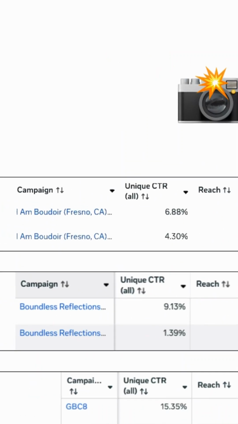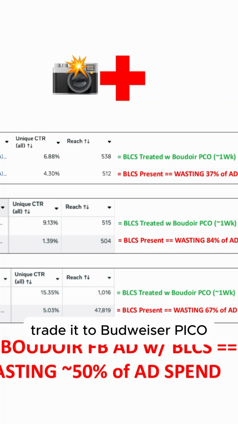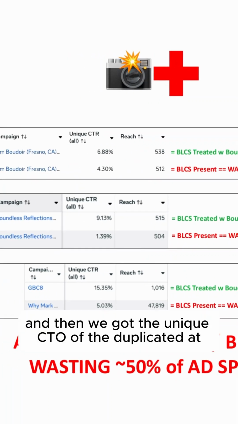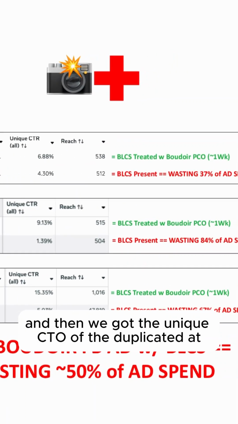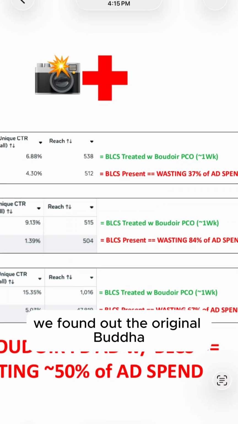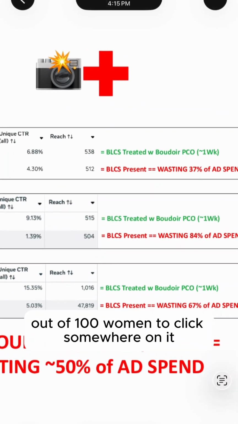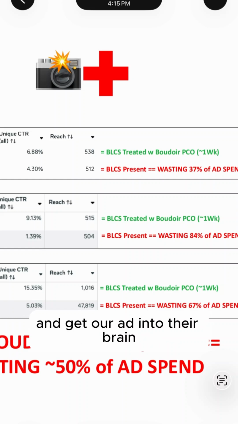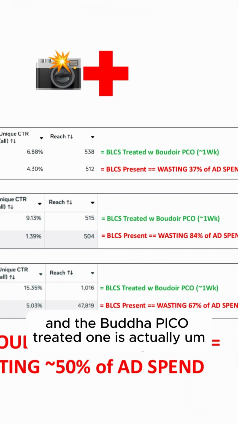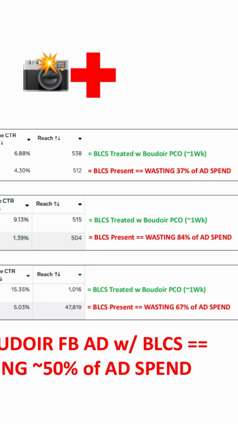And so what I did was I duplicated it, treated it with Boudoir Pico, which takes about a week, and then we got the unique CTR of the duplicated ad to 6.88%. So way better. So we found out the original Boudoir Facebook ad is wasting 37% of ad spend by only getting 4.3 out of 100 women to click somewhere on it and get our ad into their brain. And the Boudoir Pico treated one is actually getting to 6.88 out of every 100 women's brains.